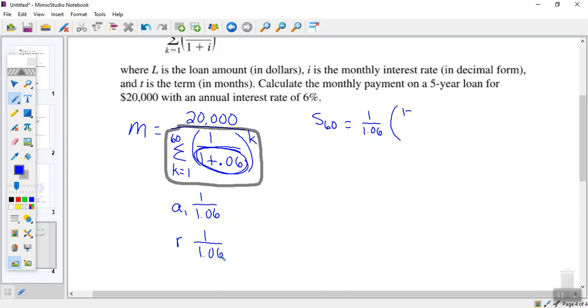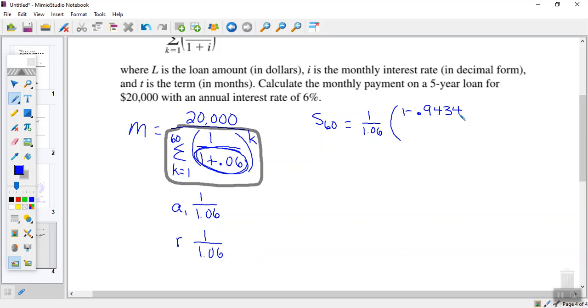Oh boy. We're going to have to use a calculator for this one. Somebody take 1 and divide it by 1.06 for me. 0.943396. So say it again, 0.9434. I think 4 places is good.